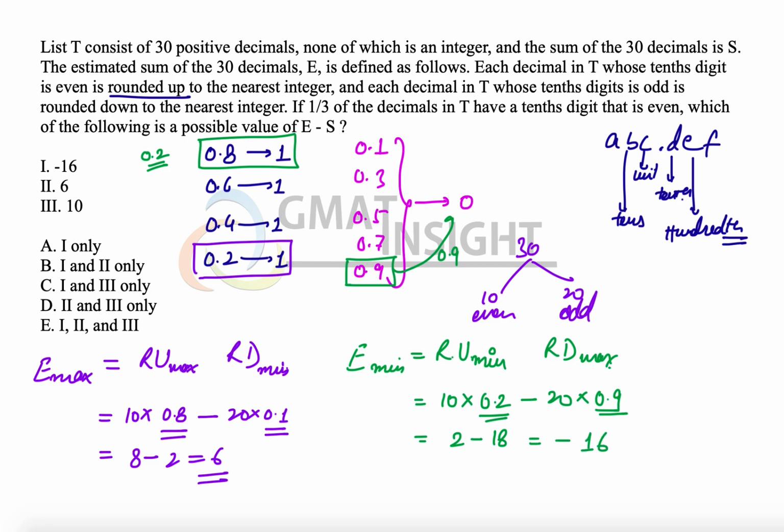So now we can see that the maximum value E max can go up to 6, E minimum can go down to minus 16. That means the difference of E minus S can range from minus 16 to plus 6, but nothing beyond. So minus 16 is acceptable, 6 is acceptable, but 10 is not acceptable. Therefore, the answer to the question will be B option, which is first and second only.